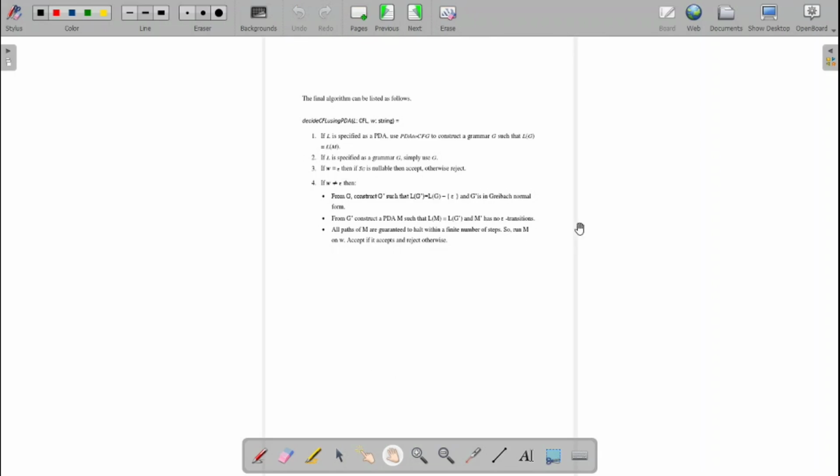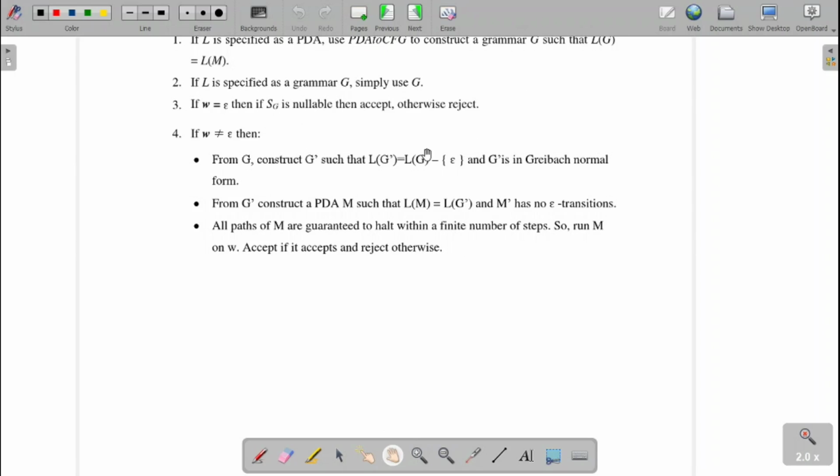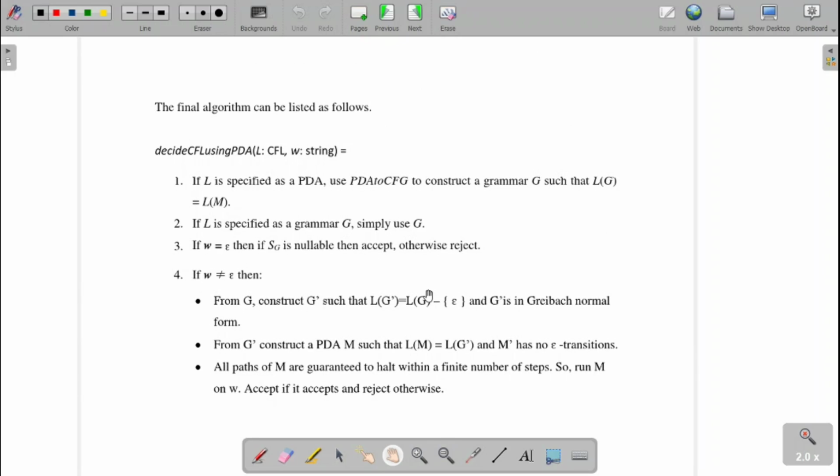Next, the final algorithm for deciding the CFL using the PDA. First, if L is specified as a PDA, use PDA to CFG to convert to a grammar G such that both are equivalent, that is, the language accepted by G is equal to the language accepted by M. If L is specified as a grammar G, simply use G. If W equals epsilon, meaning it is nullable, then you accept, otherwise you reject it.